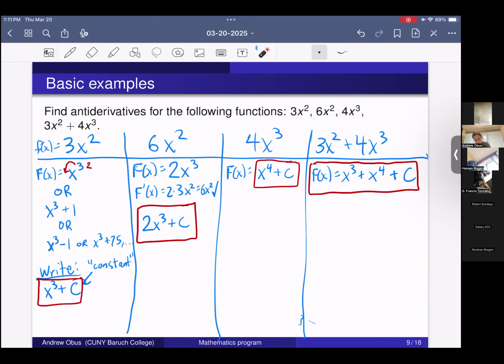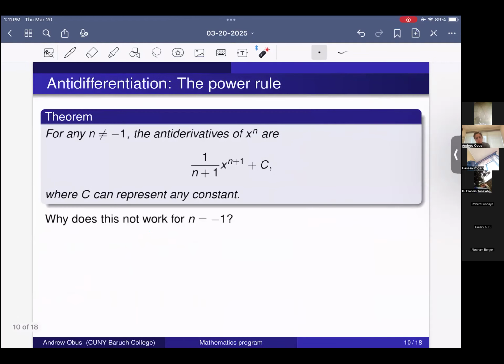Okay, so let's move on. So what's one of the rules? So let's actually talk about a rule. The first major rule in differentiation is what we're going to call the power rule. And that says if you want to take the antiderivative of x to the n, then what you get is 1 over n plus 1 times x to the n plus 1 plus c. Right? Let's check this rule.